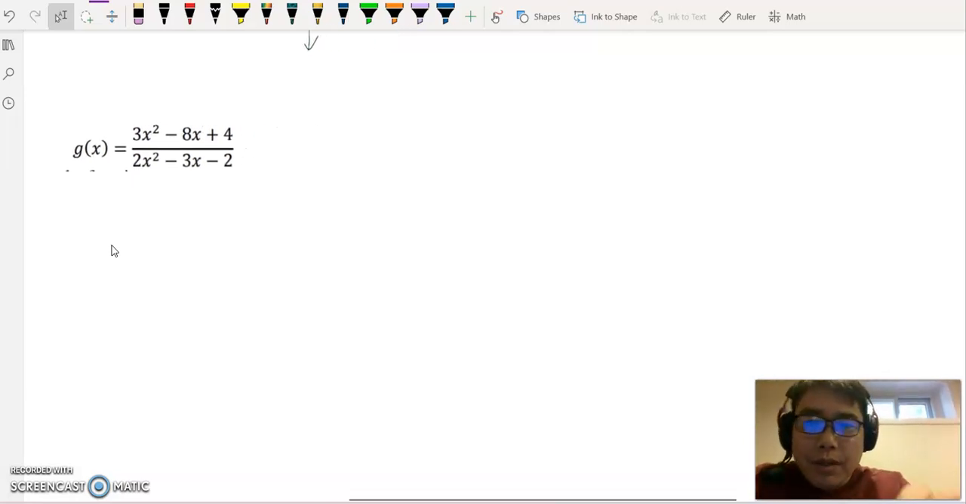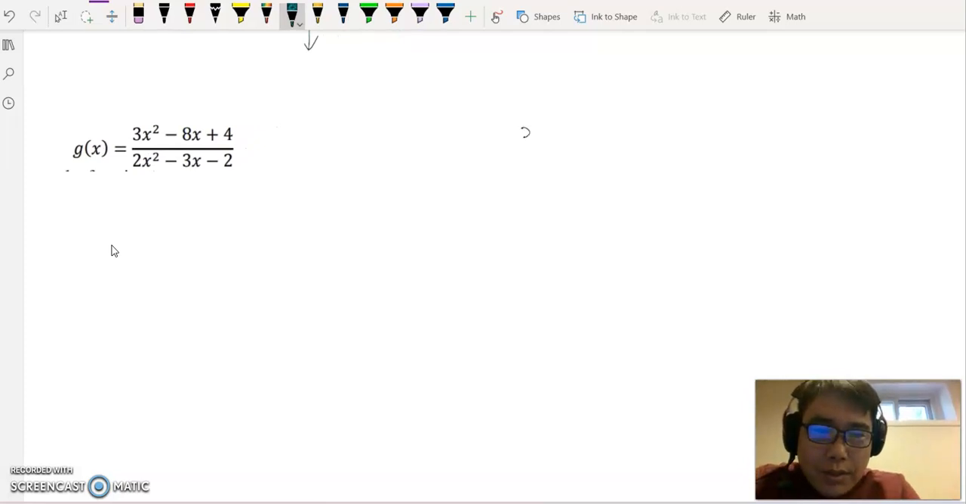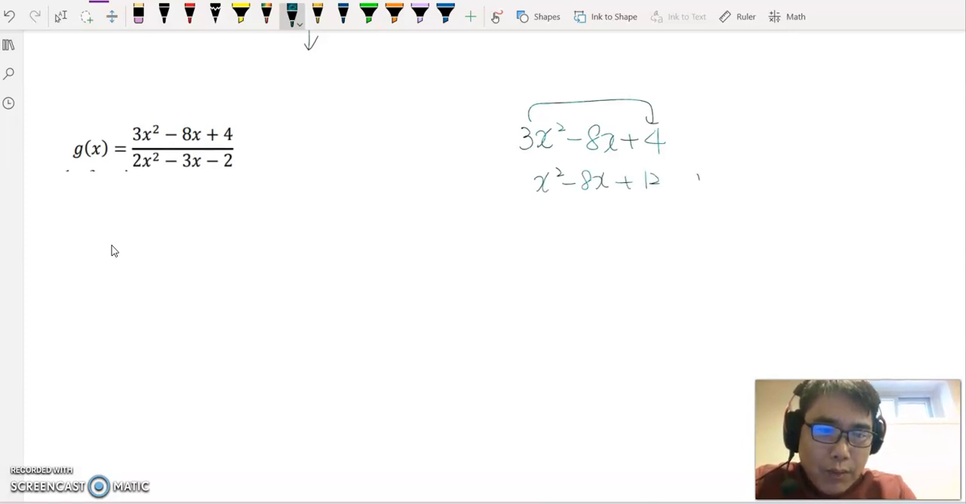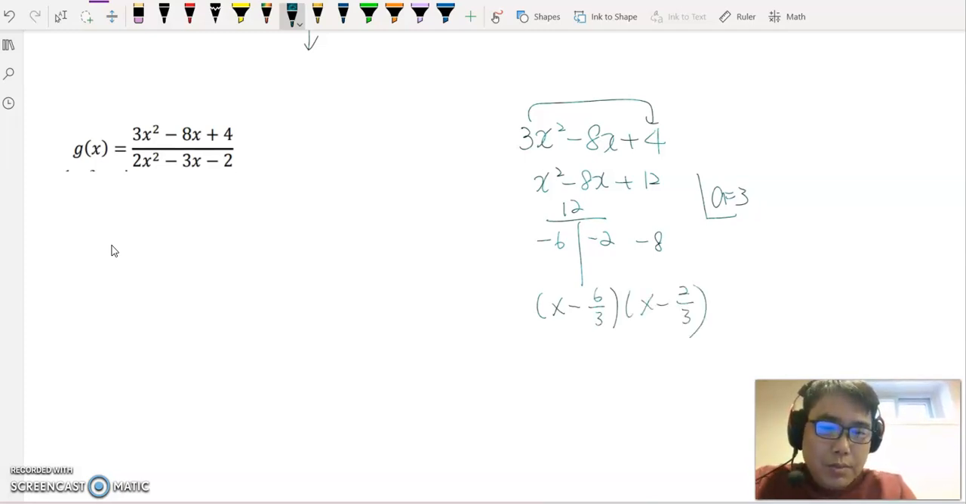Okay, so first of all, 3x squared minus 8x plus 4. Moving this one here, then it becomes x squared minus 8x plus 12. Don't forget we have a equal to 3, and the product is 12, sum negative 8. Those two numbers are negative 6 and negative 2, right? So (x minus 6) over 3, (x minus 2) over 3. Okay, so this becomes (x minus 2) times (3x minus 2).